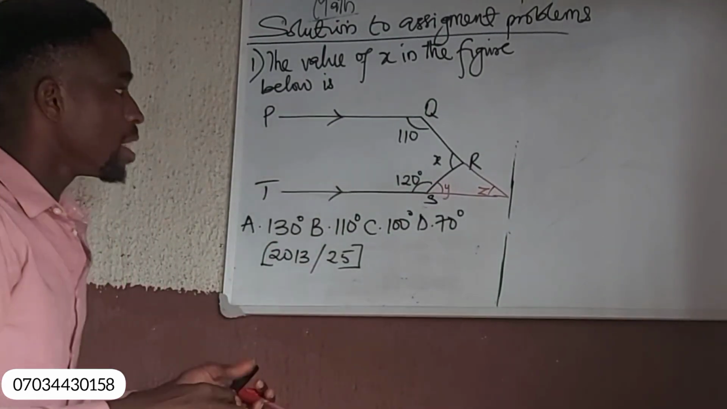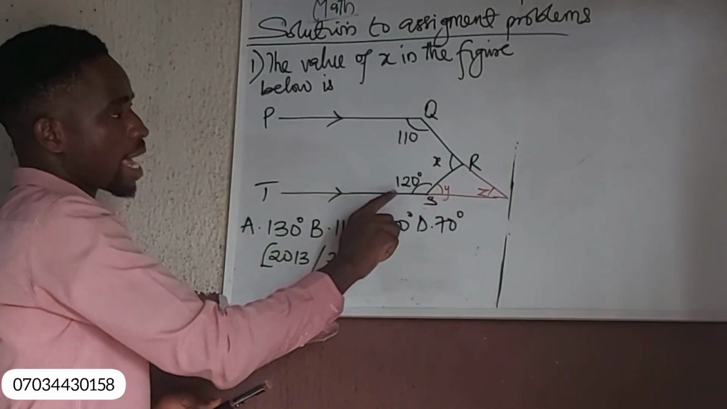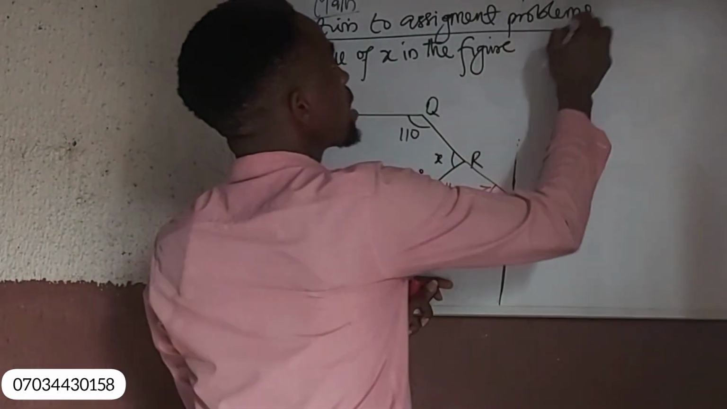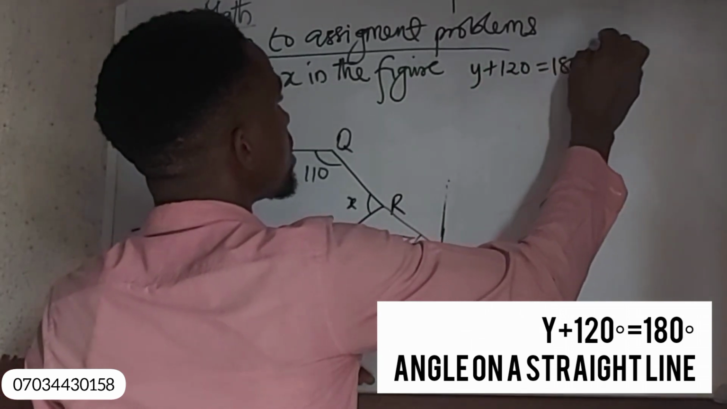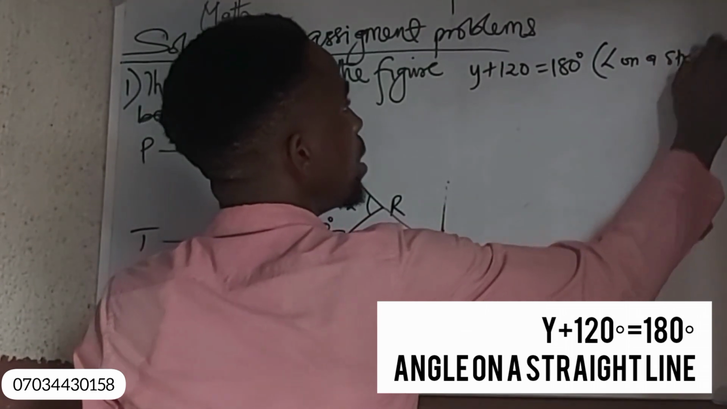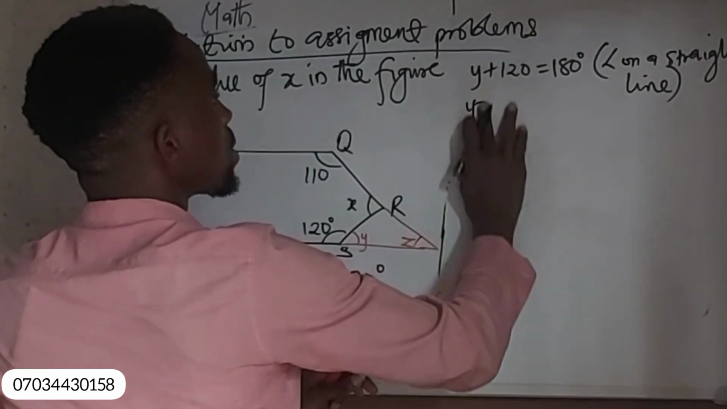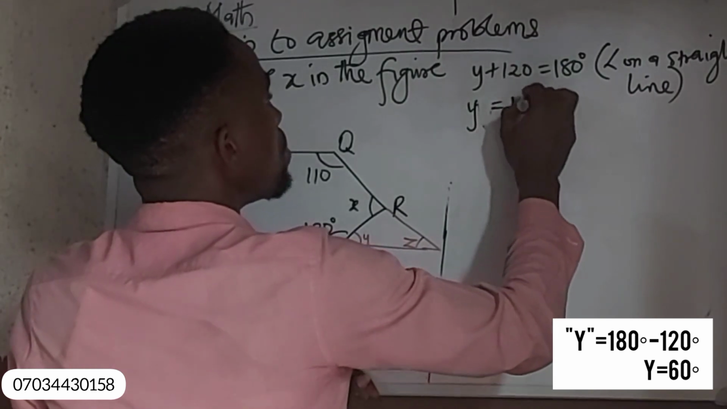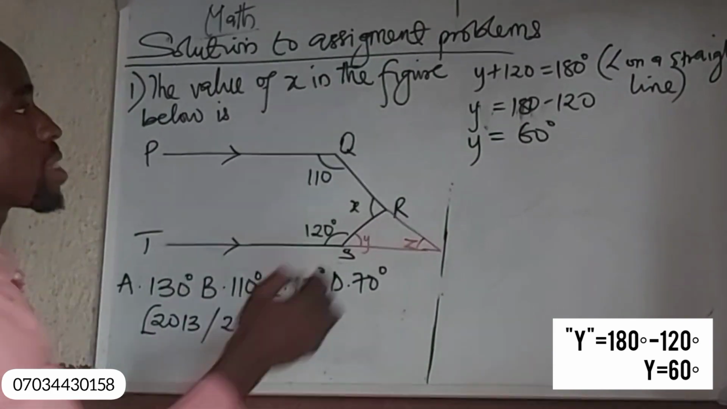So how do I find them? Let's go ahead and find y. Y is simple. This is a straight line, and the angle on the straight line is 180. Since this side is 120, I can find y. So I can say that y plus 120 is 180 degrees. The reason is angle on a straight line. So y is 180 minus 120, and that is 60 degrees. So we have found angle y to be 60 degrees.